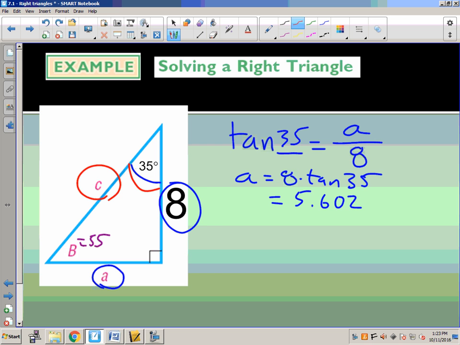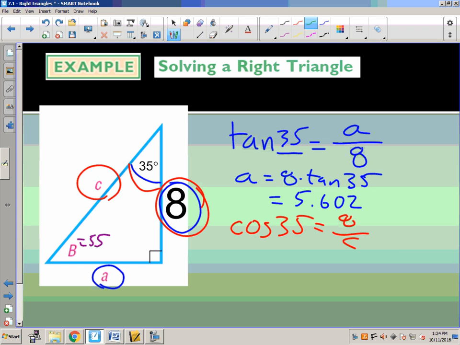So C and 8, we've got adjacent and hypotenuse. That seems like cosine to me. Does that sound right to you? Cosine 35 equals adjacent 8 over hypotenuse C, and there we go. Just remember how to get the C off the bottom of that. There's this little shortcut where you can flip the C with the cosine 35. At this point, we should be comfortable with why that works.